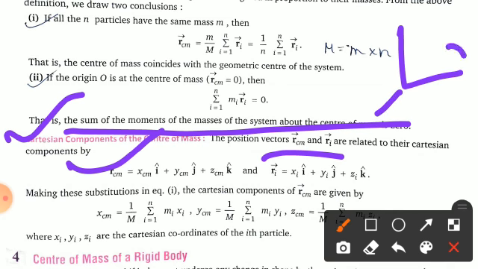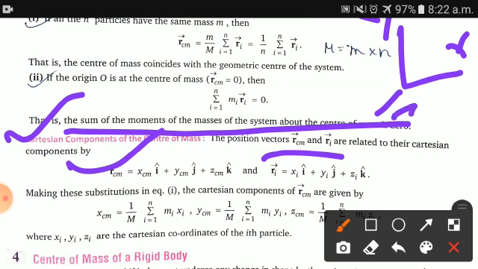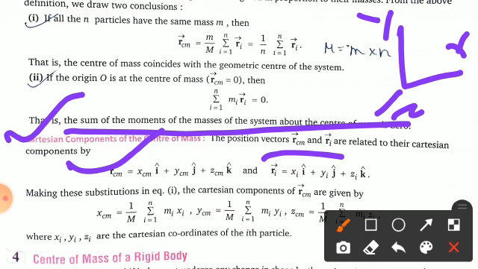This is your X, this is your Y, and this is your Z. Clear? So these are the 3 axes and we are considering their Cartesian coordinates. So finally you will get here the center of mass, and if you write it in the x-axis direction, the 3 components come out to be xi i cap plus yi j cap plus zi k cap. I hope you understand it.